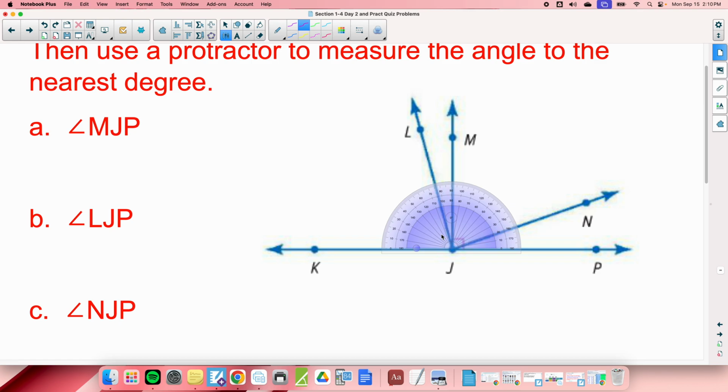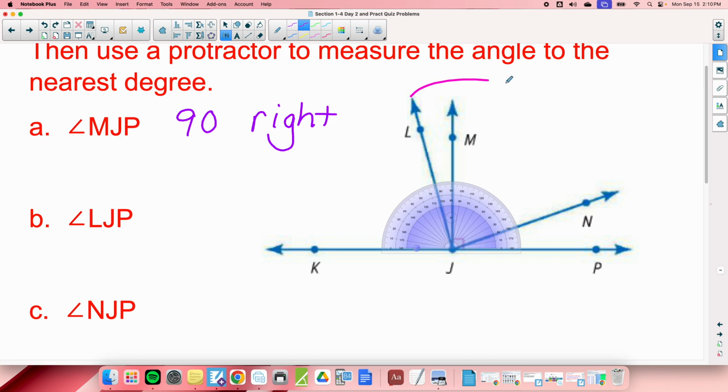Now the first angle they want us to find, we would actually not even need a protractor for, because if you look at angle MJP, do you guys see there's a 90-degree box in there? Right? I see it. So all we would say is this is 90 degrees, and do you guys get that means it's right? Everybody understand that? Okay. Now the next one we're gonna do is angle LJP.